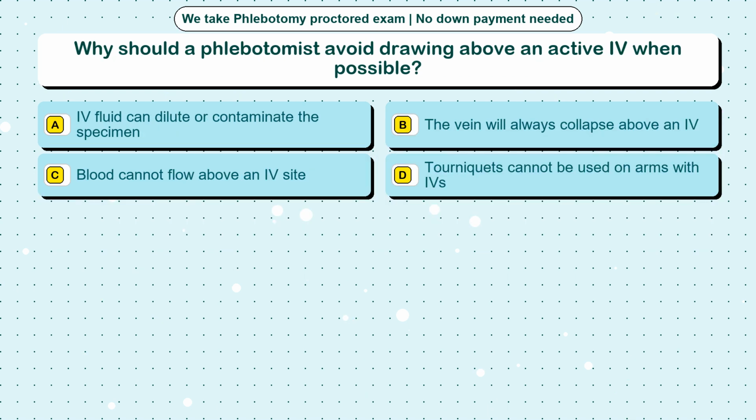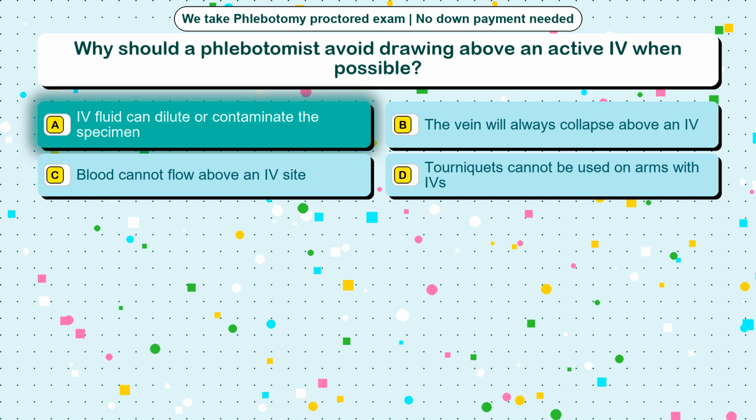Question 35. Why should a phlebotomist avoid drawing above an active IV when possible? Option A. IV fluid can dilute or contaminate the specimen. Option B. The vein will always collapse above an IV. Option C. Blood cannot flow above an IV site. Option D. Tourniquets cannot be used on arms with IVs. The correct answer is option A. IV fluid can dilute or contaminate the specimen.